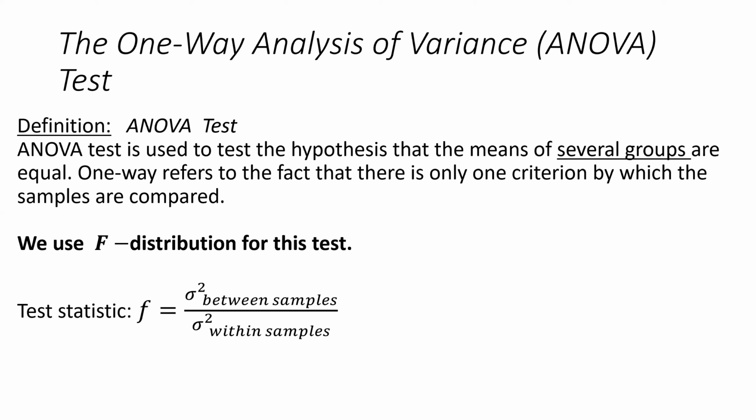So the test statistic F is calculated like this. It's a standard deviation squared between samples divided by the standard deviation squared within samples. The computations for this F statistic are very complicated, very complex. So we're going to use technology in our class to figure out the test statistic.